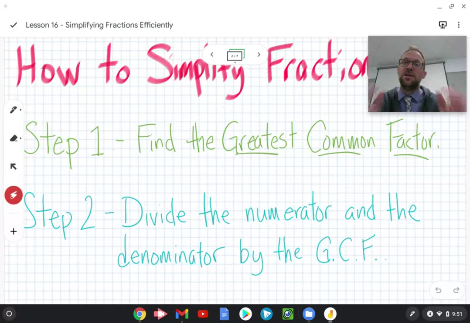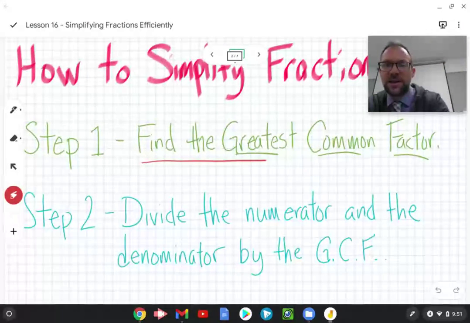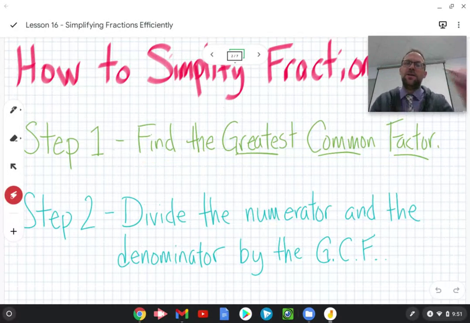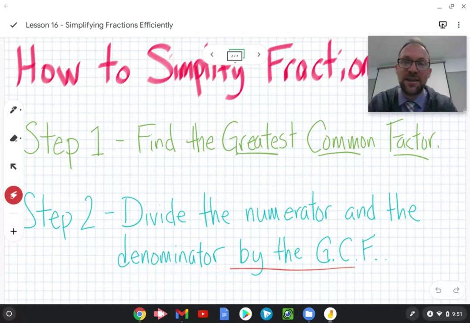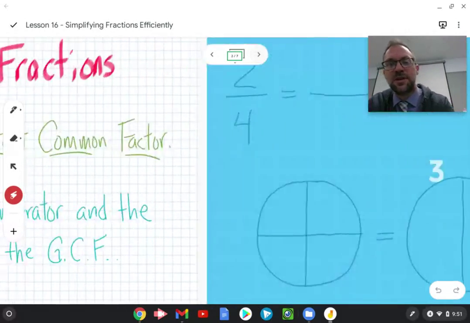You're going to need to learn 2 steps to simplify fractions using the greatest common factor. Step 1, you find the greatest common factor that the numerator and denominator, the top and bottom numbers, share. And then in step 2, you take that greatest common factor and you divide the numerator and the denominator by it. So let's check it out.